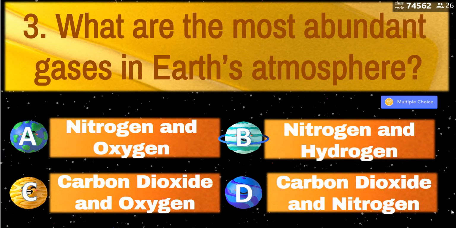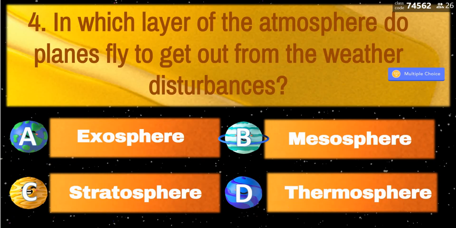Number 3 question. What are the most abundant gases in Earth's atmosphere? Is it A. Nitrogen and oxygen, B. Nitrogen and hydrogen, C. Carbon dioxide and oxygen, D. Carbon dioxide and nitrogen? Great, that's correct. It's letter A. Nitrogen and oxygen.